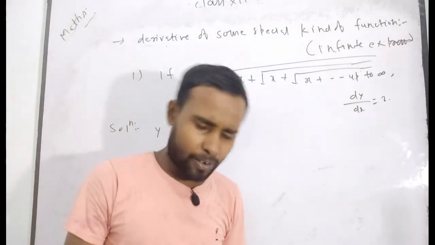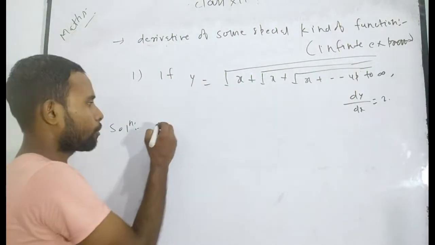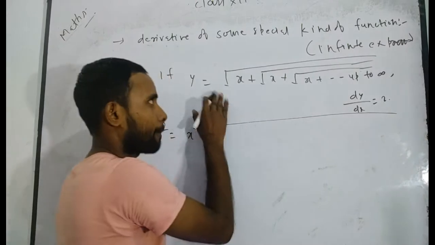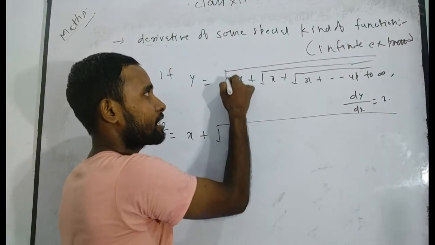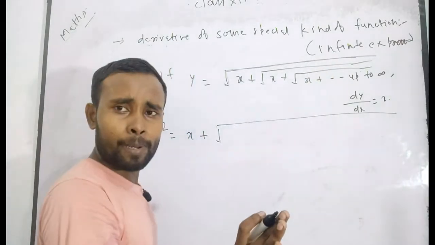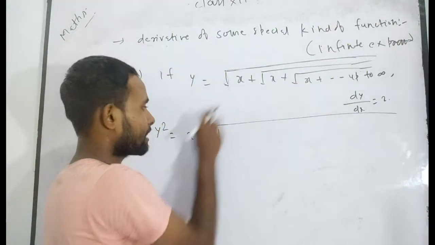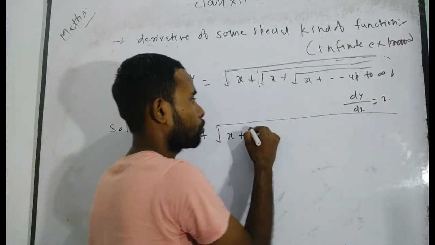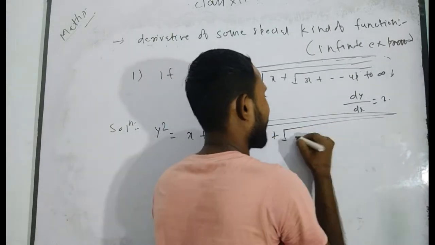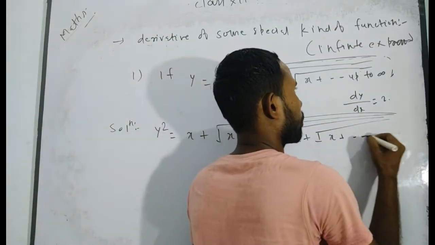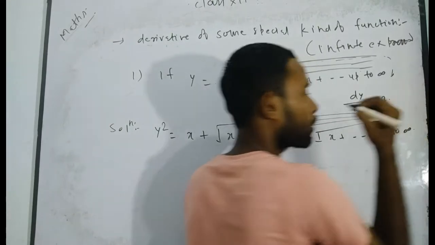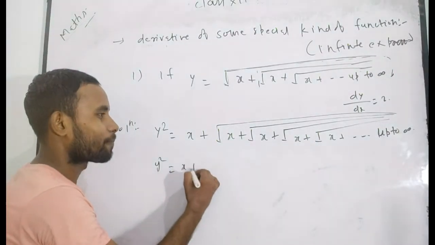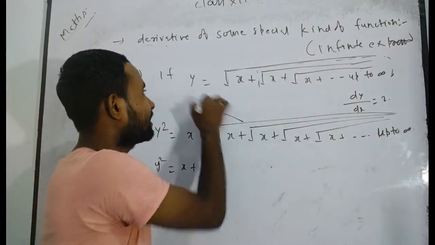First of all, squaring on both sides, y square is equal to x plus, after squaring on both sides the radicals are removed, but all the inner terms will remain. That means here x is there, and plus all these inner terms remain: x plus root under x plus root under x plus root under x plus dot dot dot up to infinity. Now if you see this, what is this? This is y.